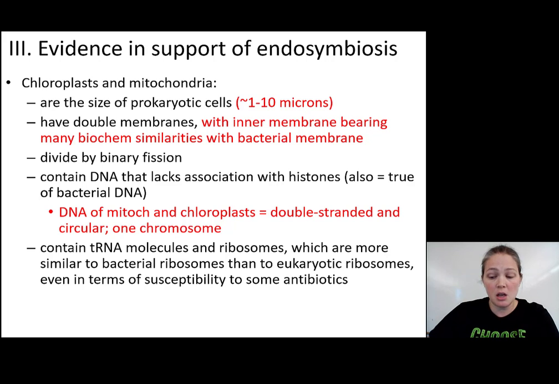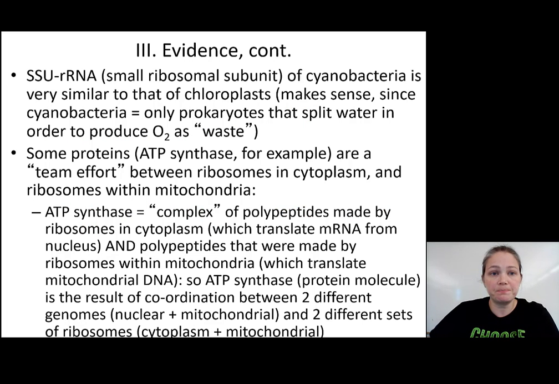They have different shapes and structures, even in terms of susceptibility to some antibiotics. So some antibiotics that attack bacterial ribosomes can also potentially harm mitochondrial and chloroplast ribosomes as well. Now in humans, those are kind of buried inside, so it's hard for the antibiotics to get at them, but they can affect them in a lab.